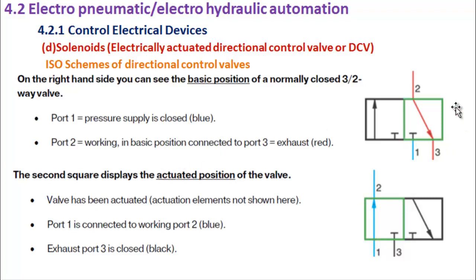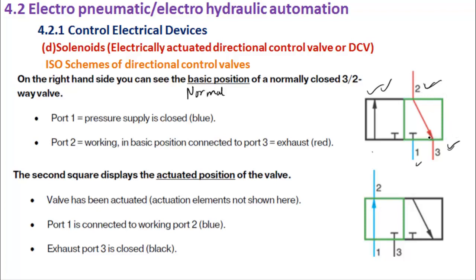Now here, on the right hand side of this particular DCV, you can see the basic position. Why is it called the basic position? We call it the basic position or the normal position because of this numbering. If the number had been written in this particular square, I would have called that square the normal position. But now since the number is written here, this is the normal position.